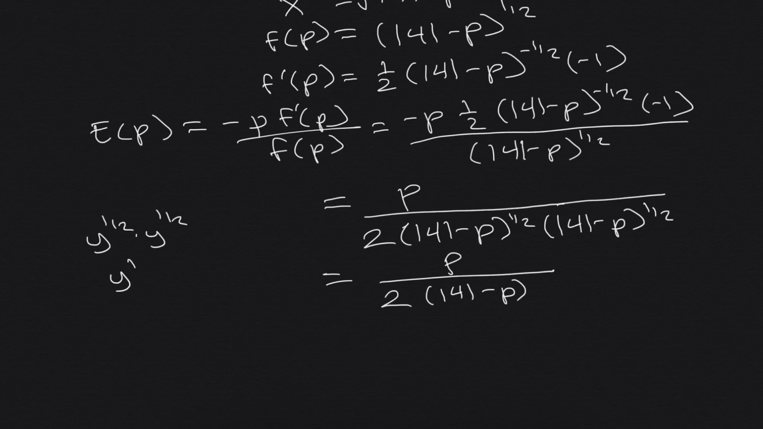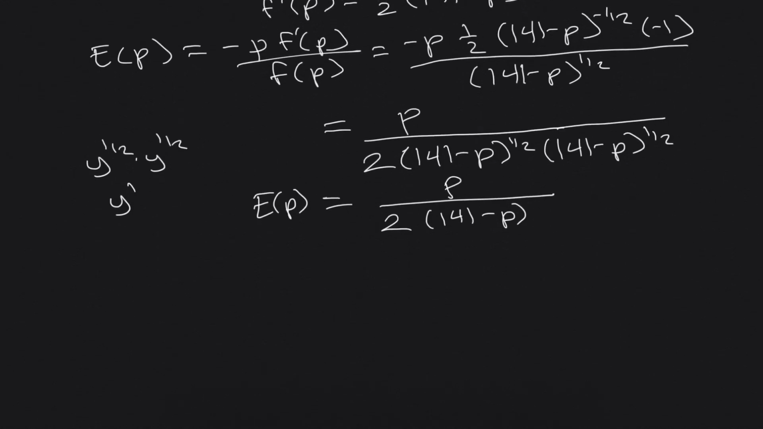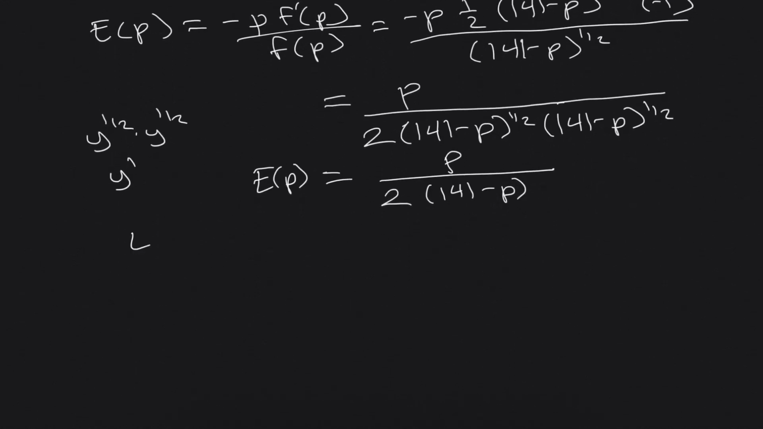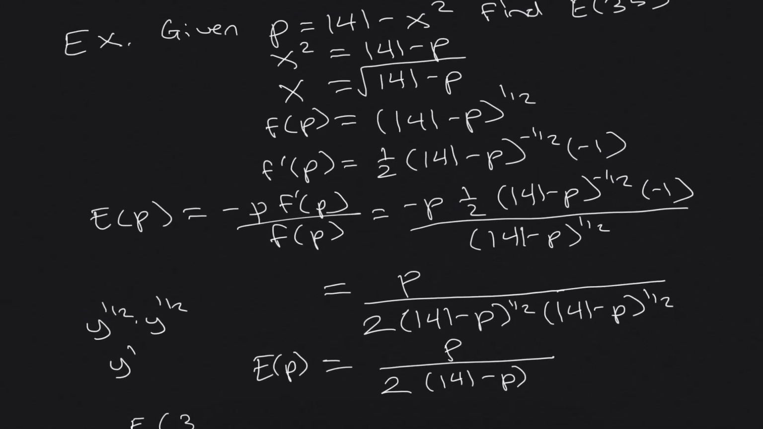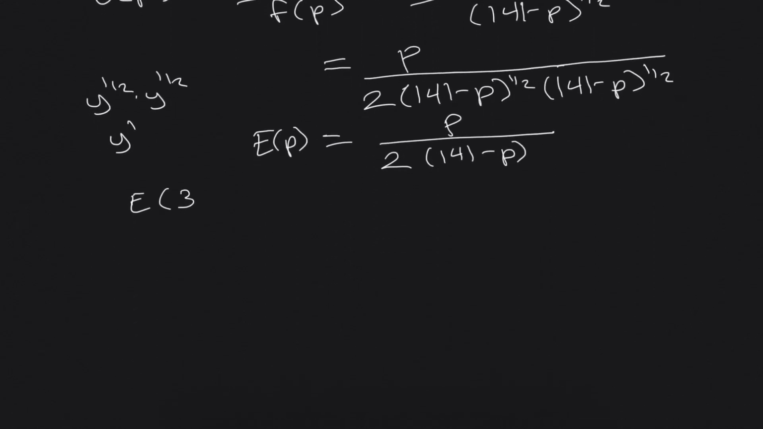So it's a little bit more simple to look at that E of P rather than how it was when it was unsimplified. On this particular problem, I wanted us to find E of 30. Actually, I forgot what it was. Let me go check really quickly. E of 35. So I wanted us to find E of 35. So when I do that, I'm going to plug in 35 for all the P's there. There's a P in the numerator, plug it in there. A 2 times 141 minus P, so minus 35 there.